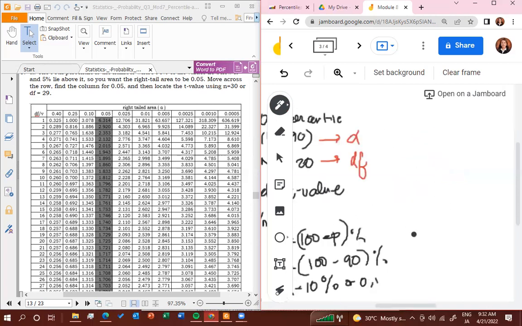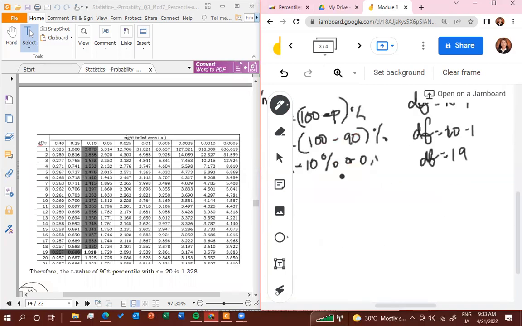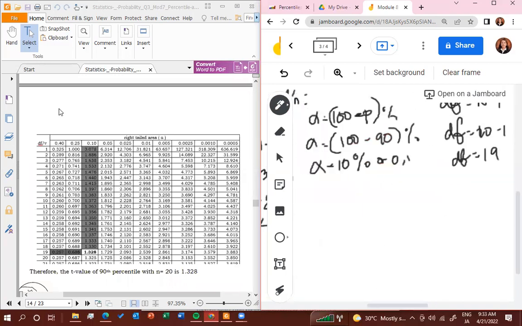Now, looking for the degrees of freedom, the degrees of freedom is really just n minus 1. Df is equal to 20 minus 1, which is 19. We look at the chart for the alpha and the degrees of freedom. The value we get is 1.328.